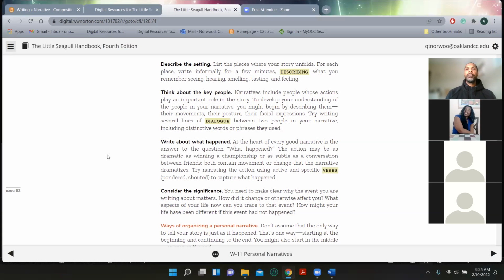Where did it happen? In your backyard, in your house, at school? Did you immigrate here, and did it happen in your place of origin? Who was involved? Is it just you? Is it the people in your school? Is it your family? So we're asking ourselves these journalist questions: who, what, when, where, how, why. And I think that's a good way to get started.